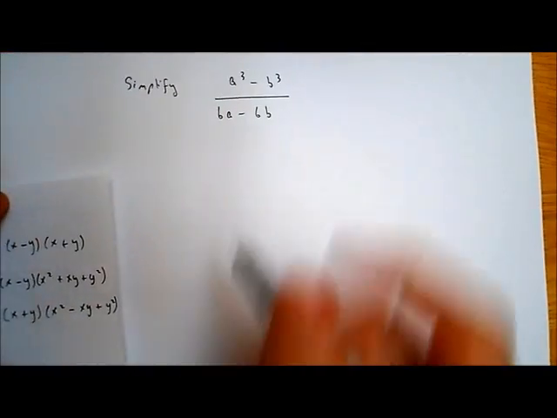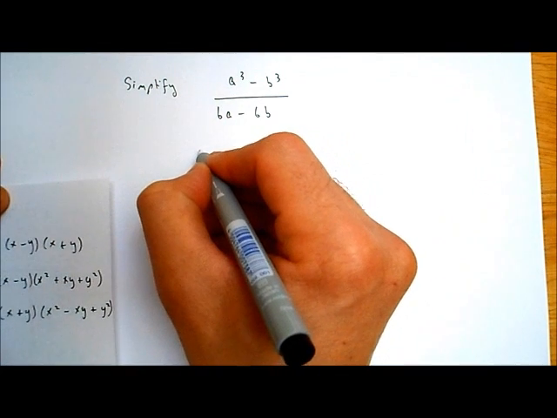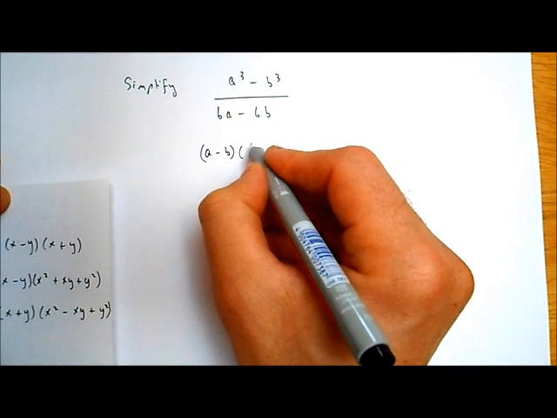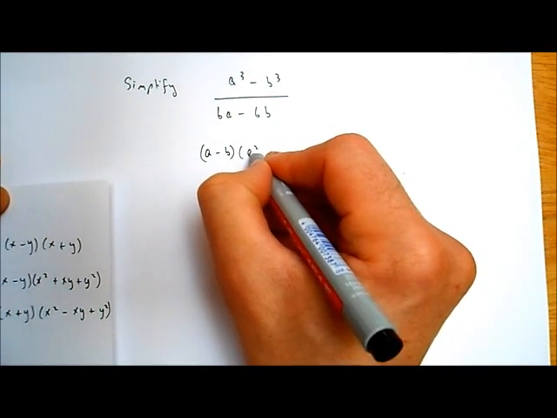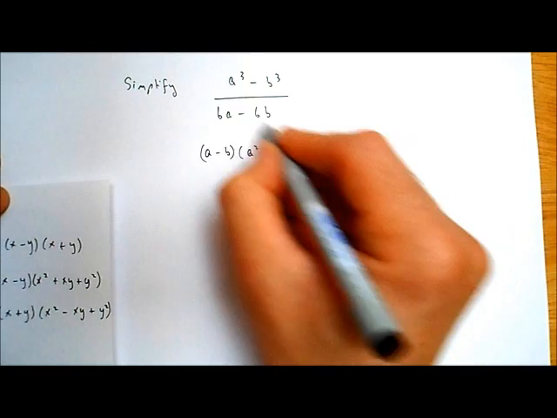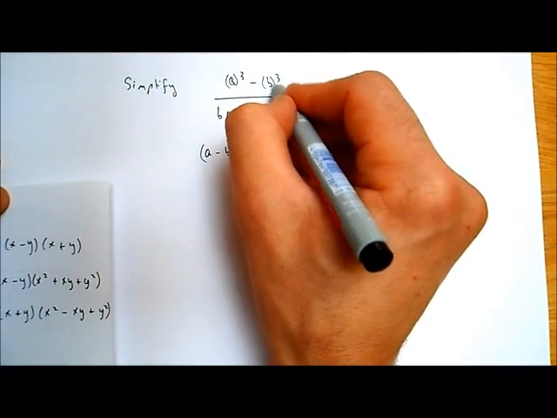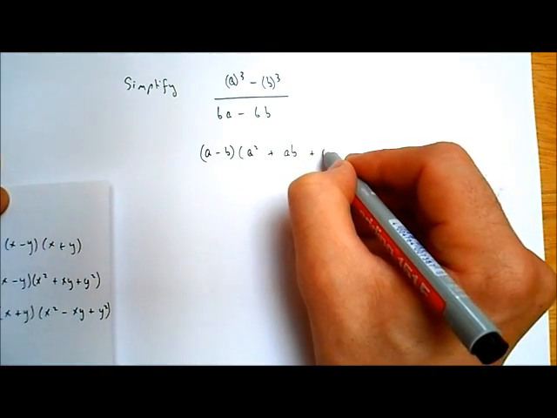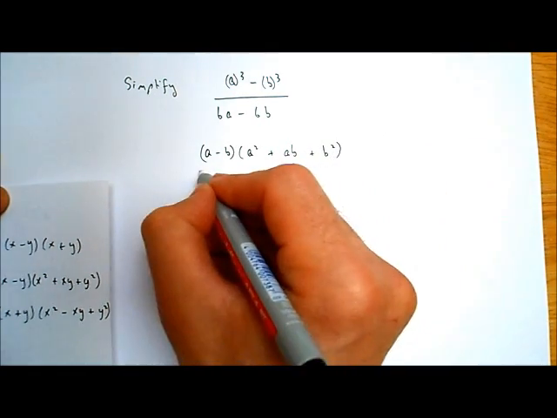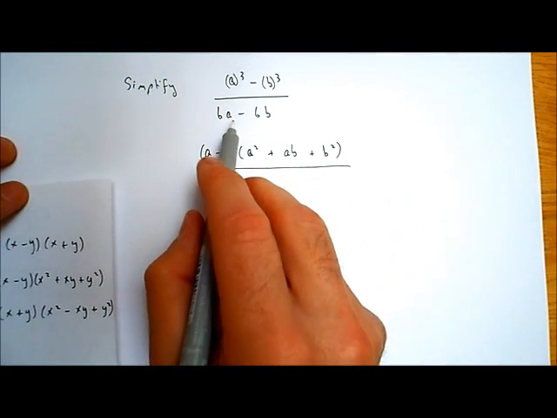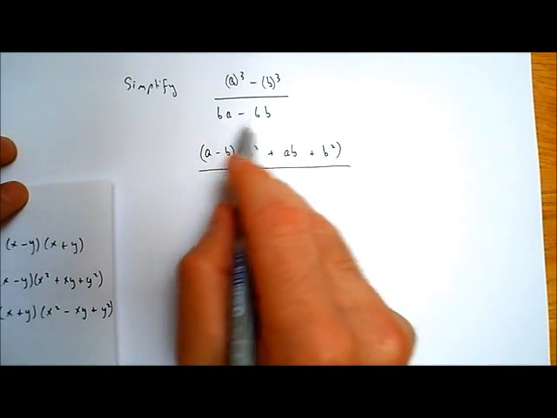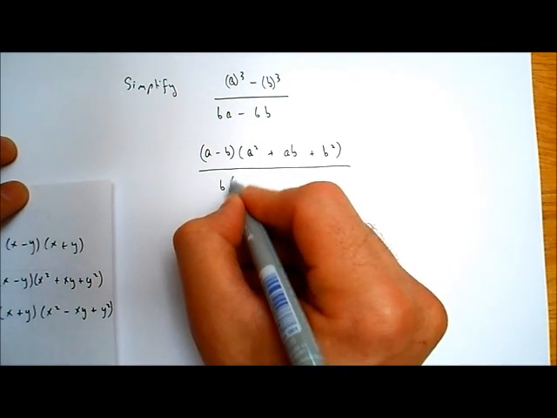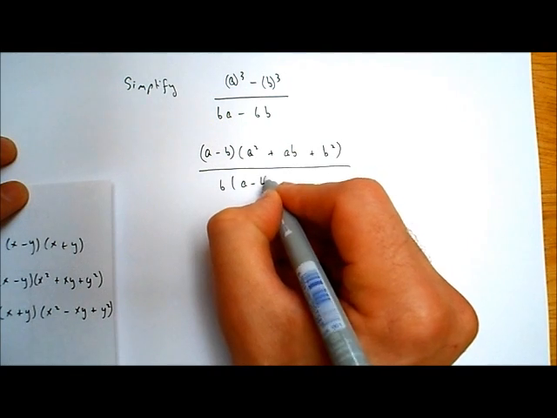So to factorize a cubed minus b cubed, it's going to be first minus second. So a minus b multiplied by first squared, so a squared, plus first multiplied by second, so the first here is a and the second is b, so plus a times b, plus the second squared, so plus b squared. And at the bottom in the denominator, well, I can factorize out, there's a 6 common to both things here. This is 6a, this is minus 6b, so I can factorize out 6. So that's 6 times a minus b.